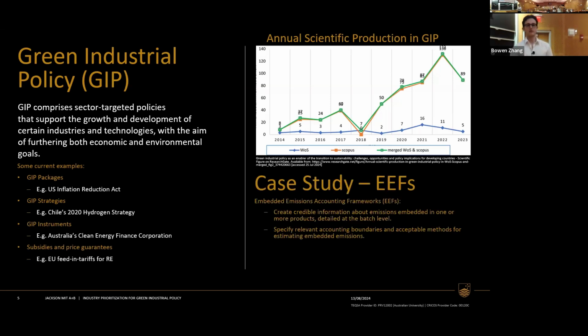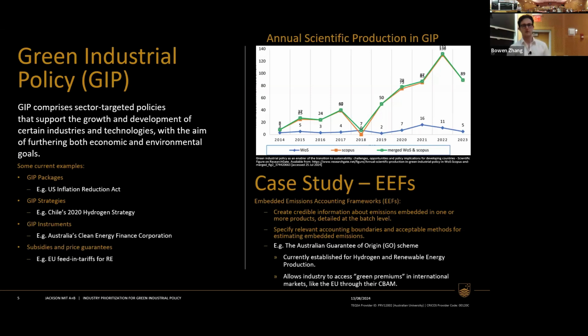And for our case study in particular, we're looking at EEFs, so embedded emissions accounting frameworks. An embedded emissions accounting framework is a framework that allows you to provide credible information about the emissions that are embedded in industrial products. The example that we're using is the Australian government's Guarantee of Origin scheme. The Australian government has developed this for hydrogen and renewable energy industries.